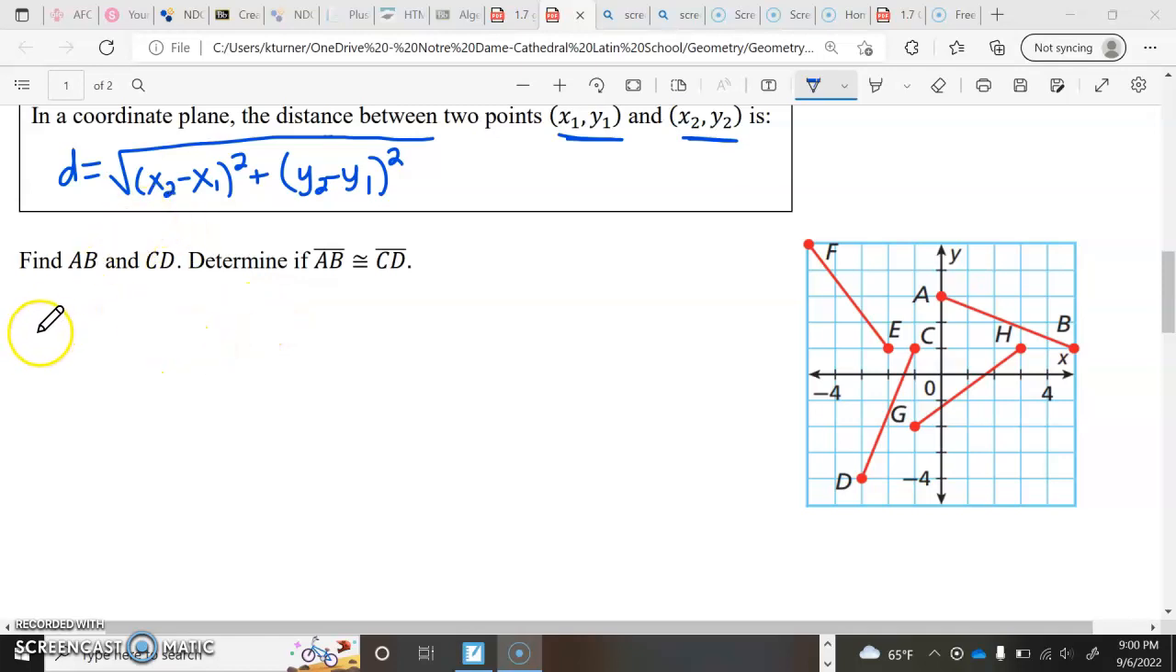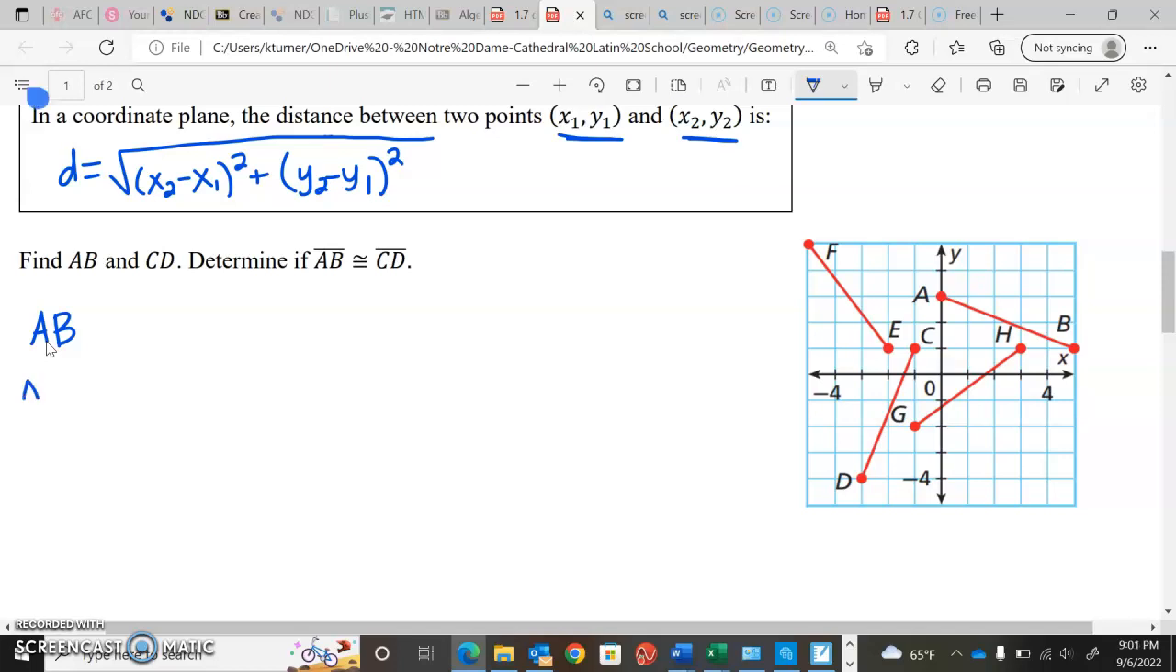So first we need to find AB. So using the distance formula, let's say what A is and what B is. So A from the graph, let's go find the coordinates. This is at (0, 3). And then B, we look in the graph, is (5, 1). All right.